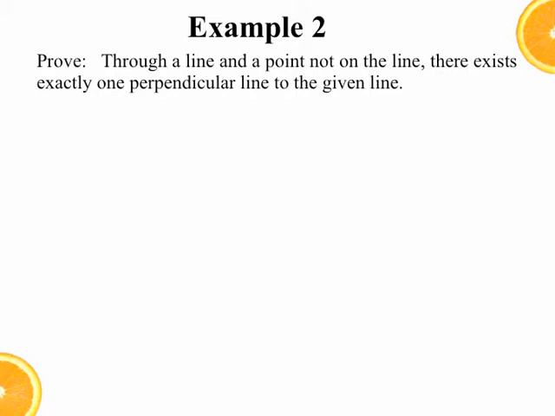Here's my next example. Prove through a line and a point not on the line, there exists exactly one perpendicular line to the given line. So here I have a line, and I have point P not on the line. I'm calling the line line M. And we're going to make some assumptions. We're going to assume that both PY and PX are perpendicular. That's how we'll go about writing this indirect proof.